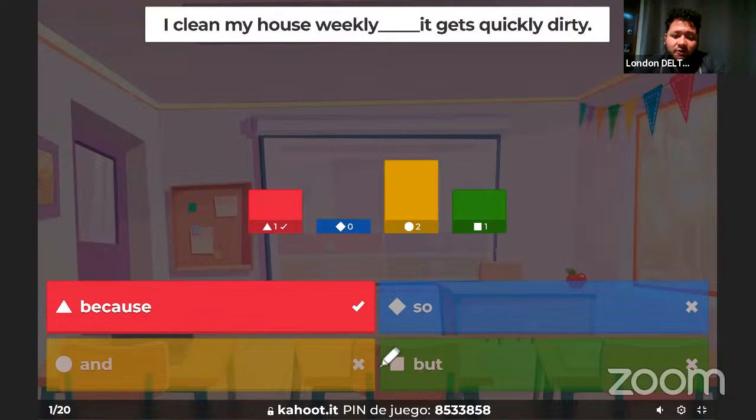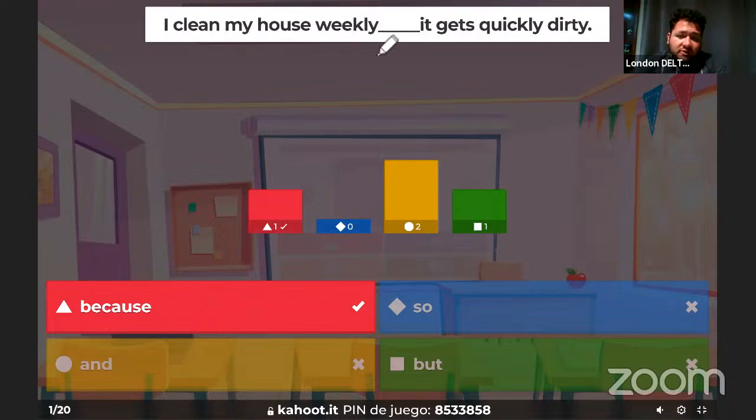But you can also use but in the sentence, even though it's not showing as an option, aunque no se muestre como opción, pero sí lo puedes utilizar. I clean my house weekly, y yo diría, bueno, limpiar la casa semanalmente, pero a pesar de esto, but it gets quickly dirty, pero se ensucia rápidamente. So in the first, you use because you're giving a reason why you do something. If you use but, you're just contrasting. Remember that these conjunctions separate ideas or sentences.